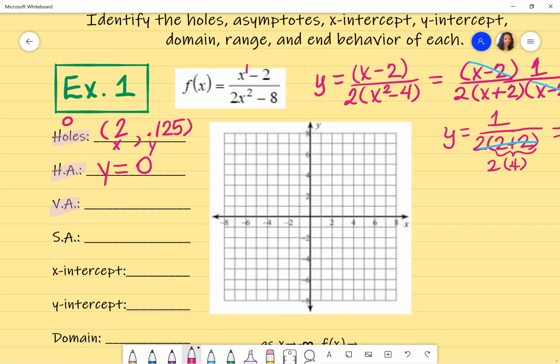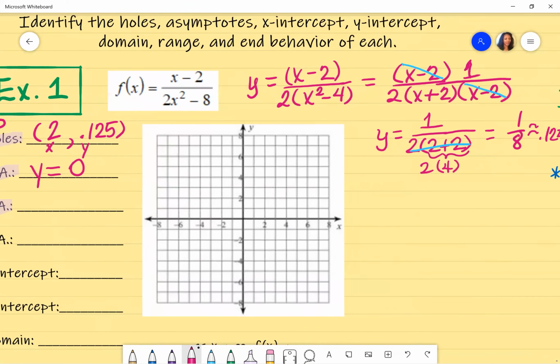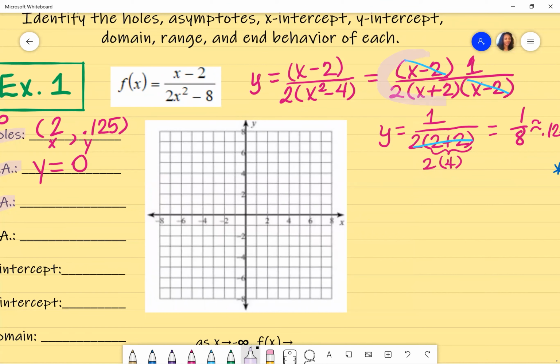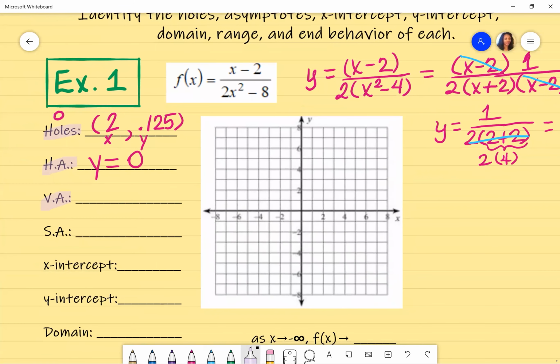For my vertical asymptote, what I want to do is look at my denominator only, what's left over. So I'm going to go back to this portion right here. What's left over in my denominator, set that equal to 0. Do not include the part that I scratched out. When I set that x plus 2 equal to 0, that tells me that my vertical asymptote is going to be, this time, x equals the opposite sign, which is negative 2.